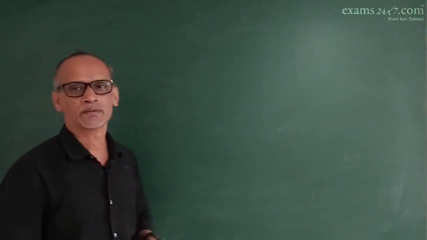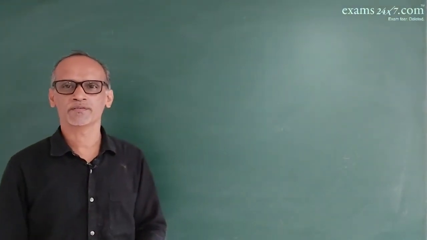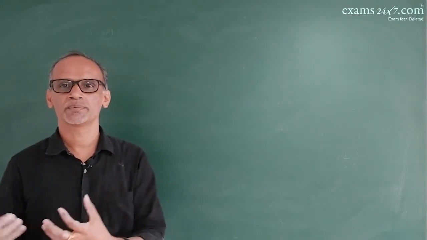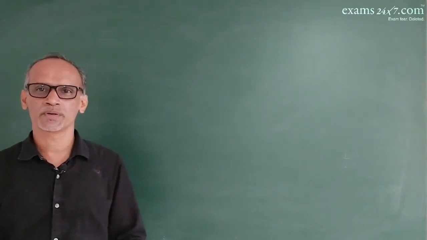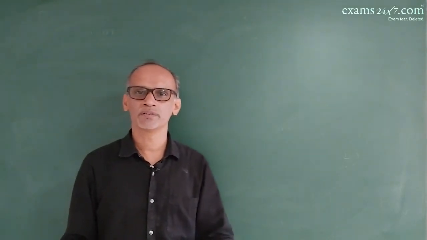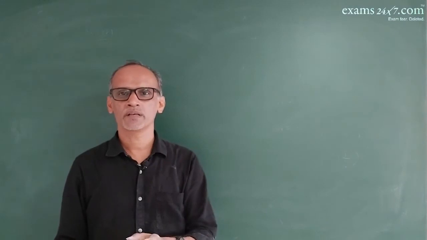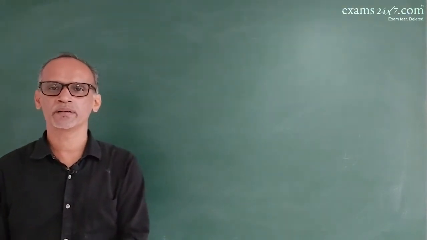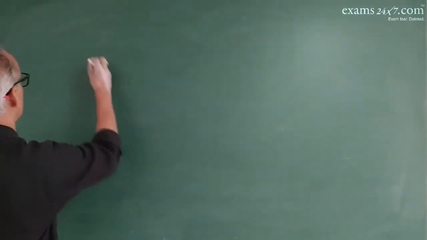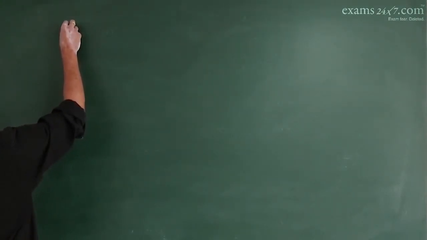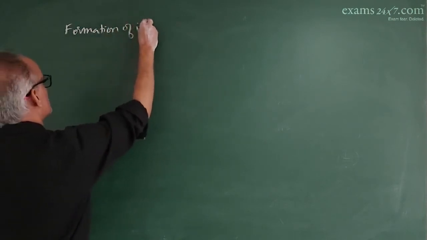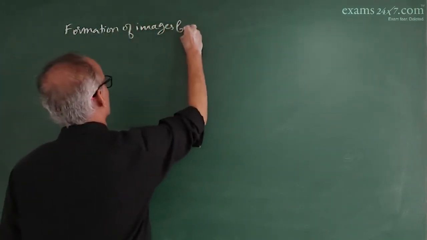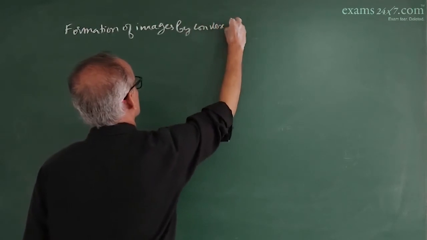The property of concave mirror is similar to that of convex lens, or we can say that the property of the convex lens is similar to that of the concave mirror. A concave mirror is one which produces either real or virtual images. Similarly, convex lens also produces either real or virtual images. And that's what we are going to discuss now, that is formation of images by convex lens.